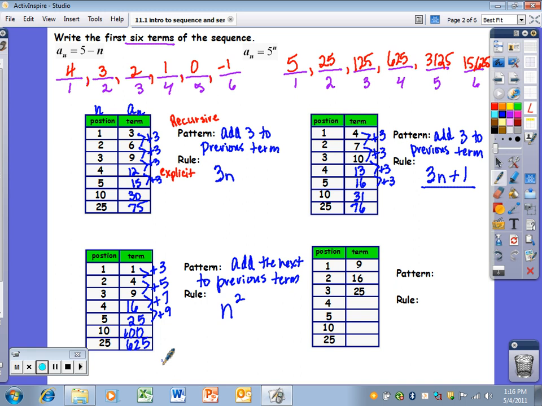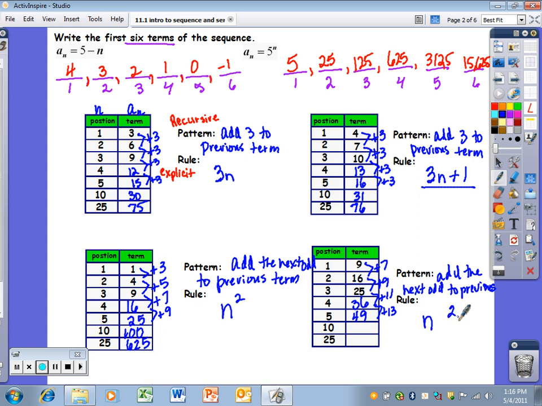Let's try this one. From 9 to 16 is add 7. 16 to 25 is add 9. So add 11. 36. Add 13. 49. So it's still adding the next odd to the previous term. So I know it's going to be a square, some square.